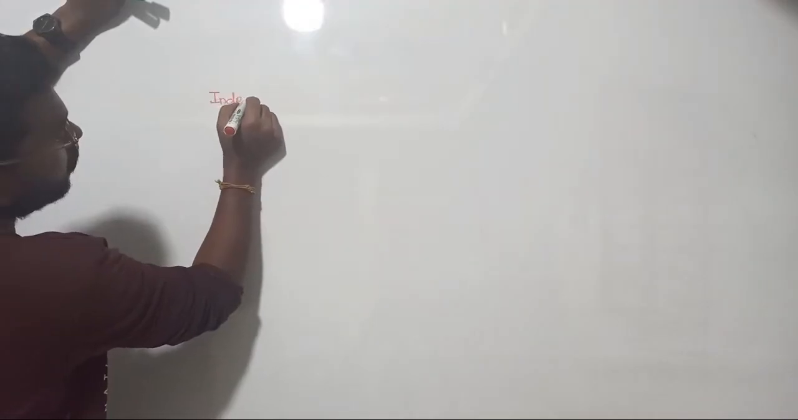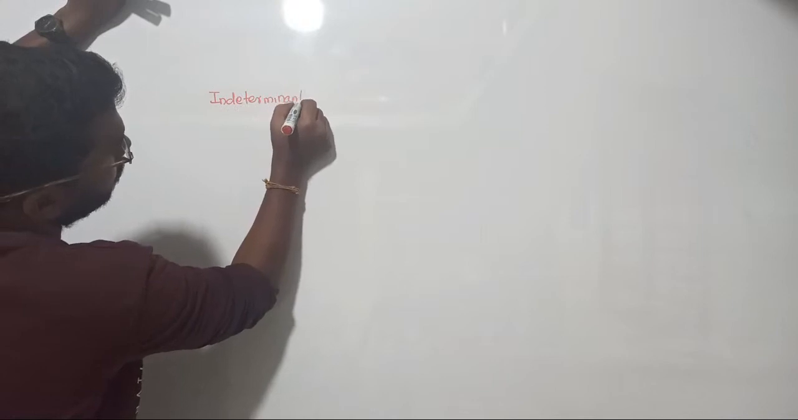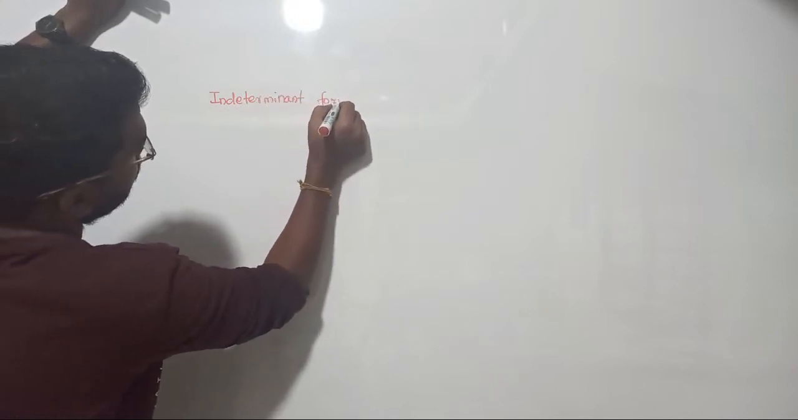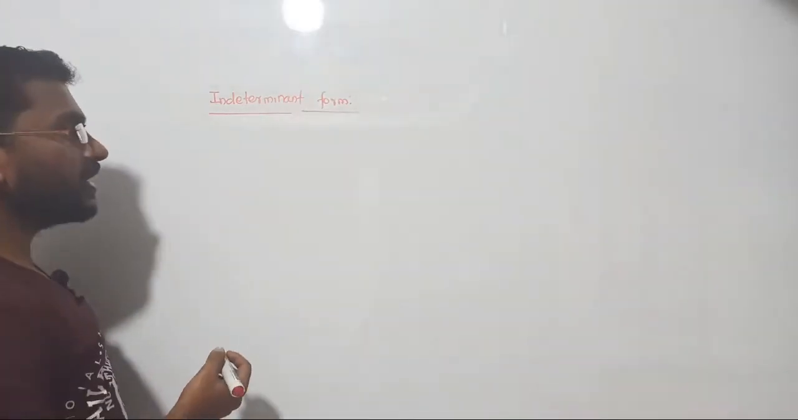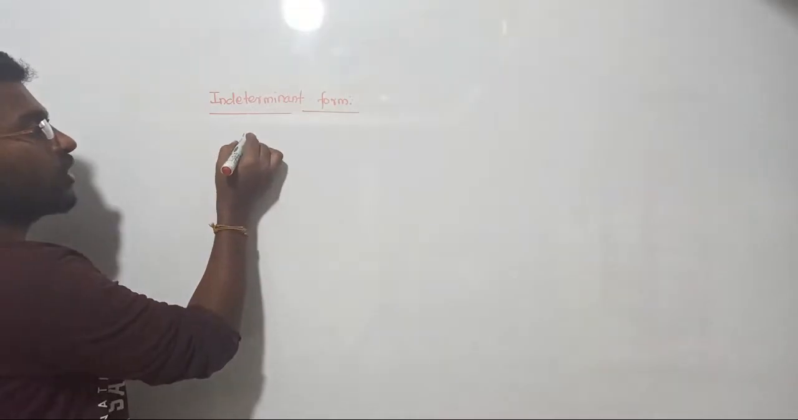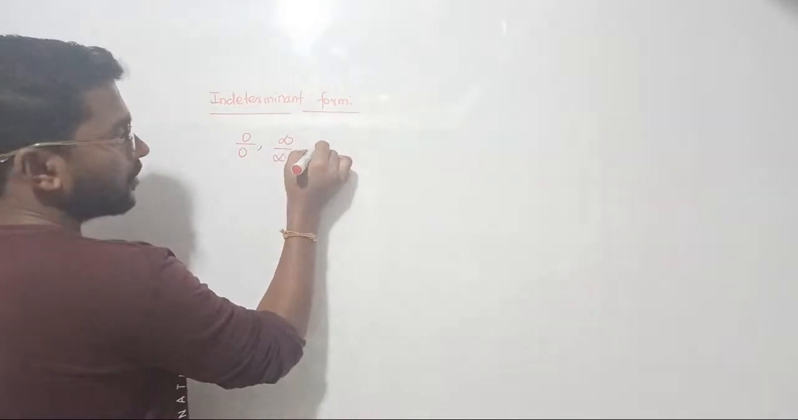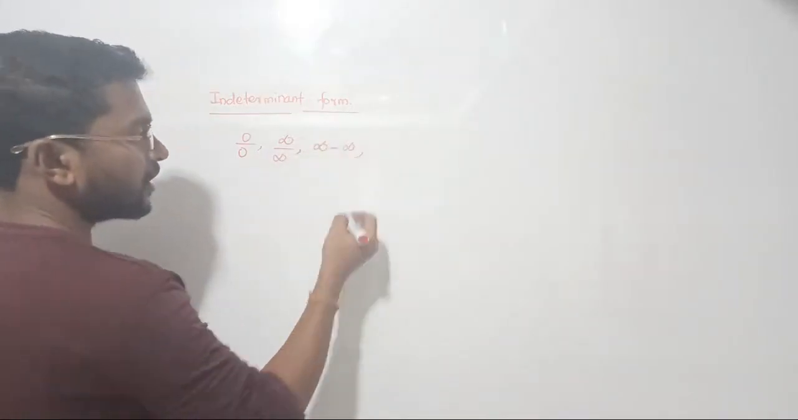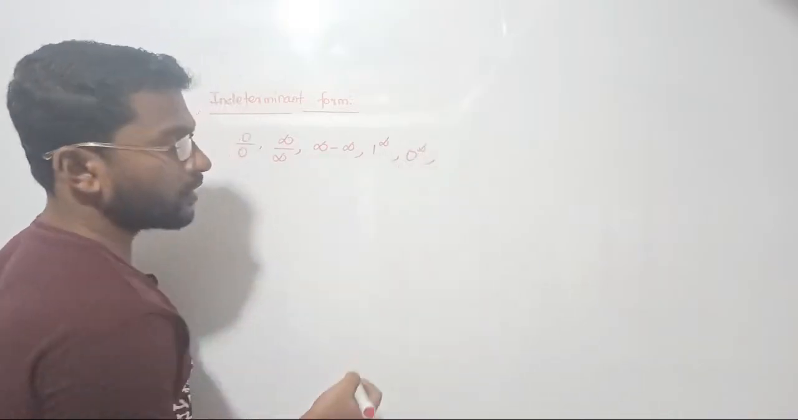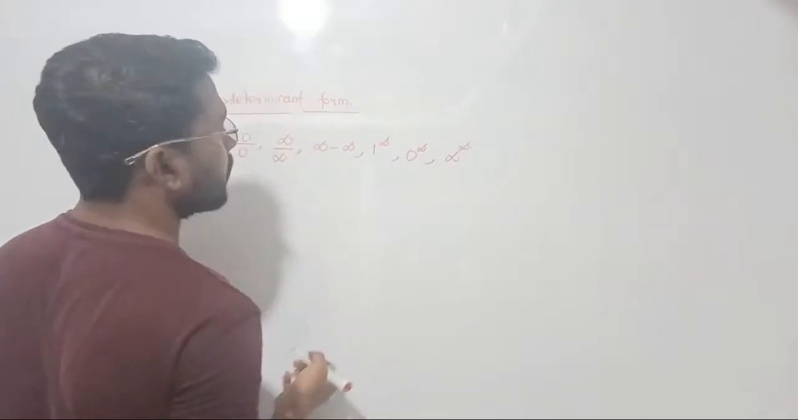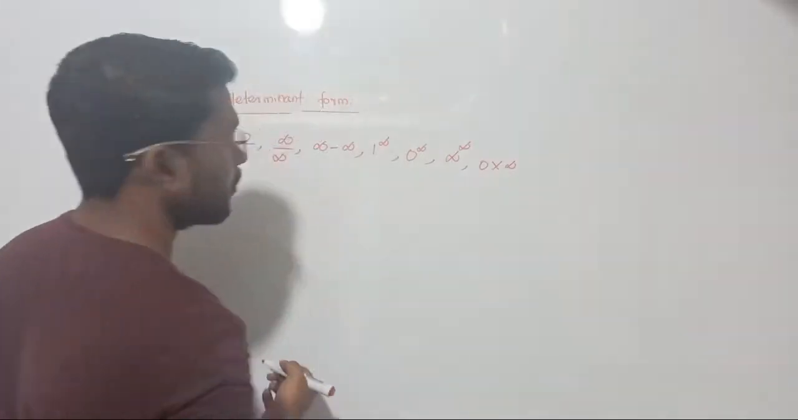So first we should discuss about indeterminate form. In case of indeterminate form, I told you, 0 by 0 is indeterminate form, infinity by infinity is indeterminate form, infinity minus infinity is indeterminate form, 1 power infinity is indeterminate form, 0 power infinity is indeterminate form, infinity power infinity is indeterminate form, right? And 0 into infinity is also indeterminate form, right?